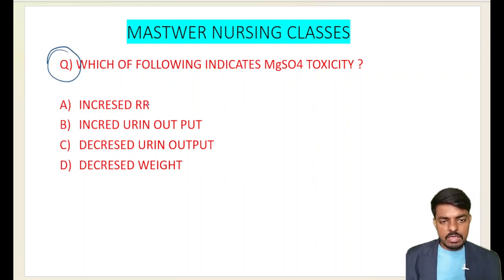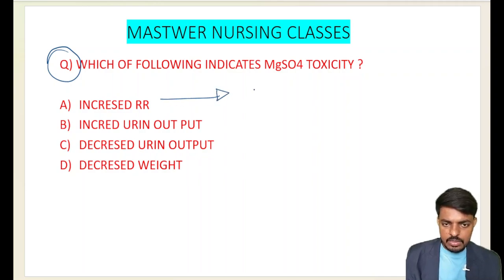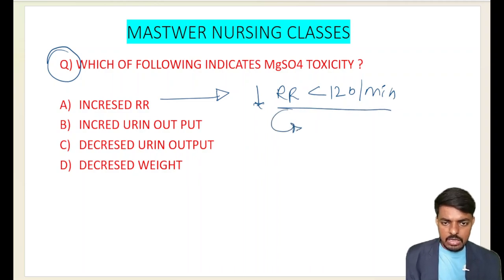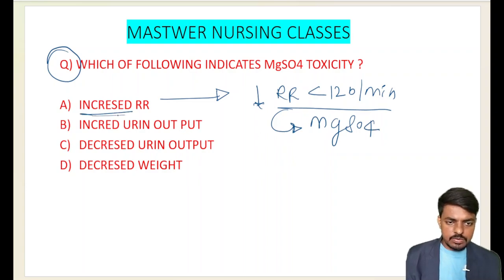Option A says increased respiratory rate, which means tachypnea. Tachypnea does not indicate magnesium sulfate toxicity. In MgSO4 toxicity, respiratory depression occurs, so if the respiratory rate is less than 12 breaths per minute, it indicates magnesium sulfate toxicity. But here the option is an increased respiratory rate.